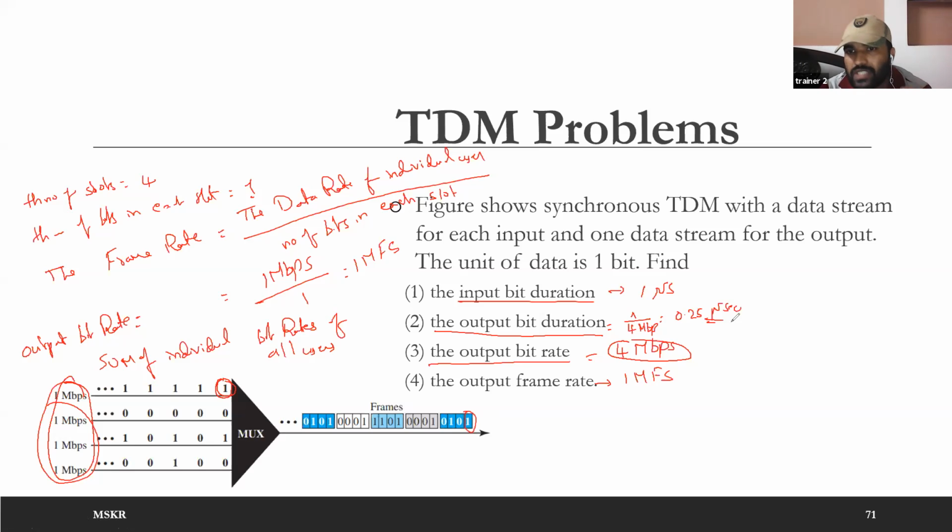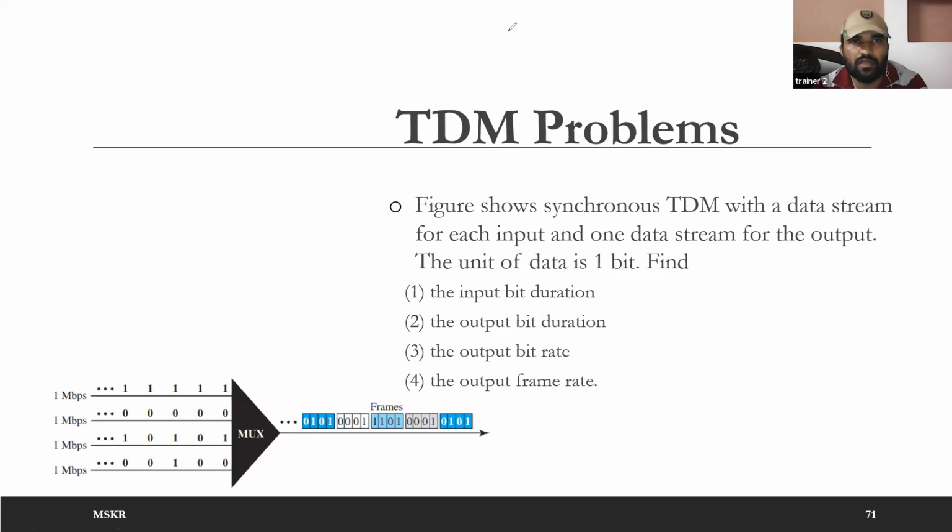Is there any confusion here? I got only 2 people response. What about the remaining guys? I will explain one more example, then I will give you one more poll.